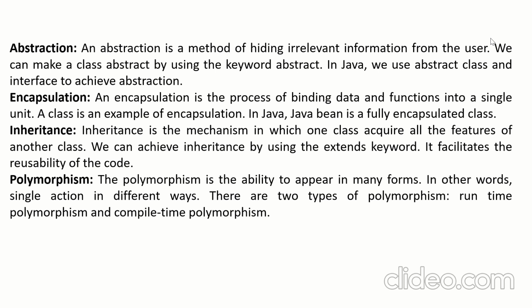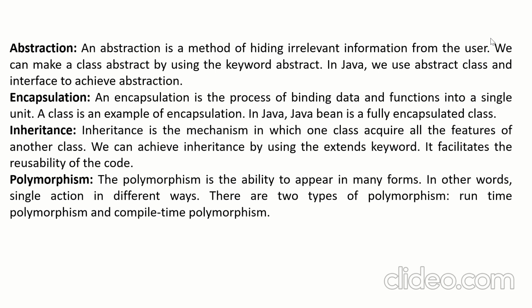Encapsulation is the process of binding data and functions into a single unit. A class is an example of encapsulation because a class contains a lot of objects, functions, and data members, right? So it's like an encapsulation. And in Java, there is a class named Java Bean. It is a fully encapsulated class.